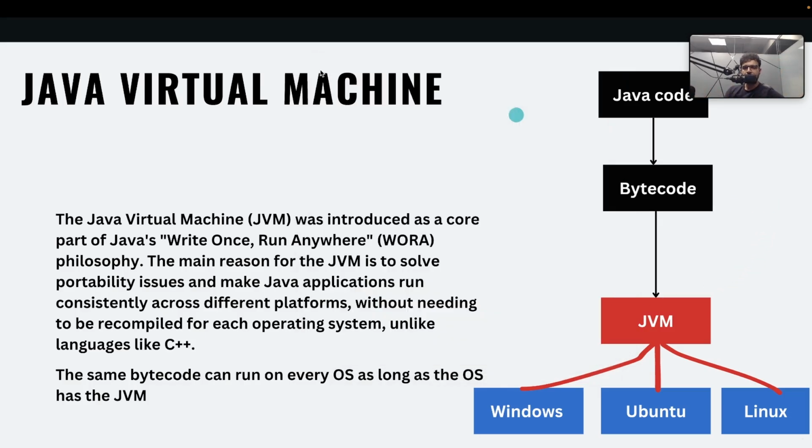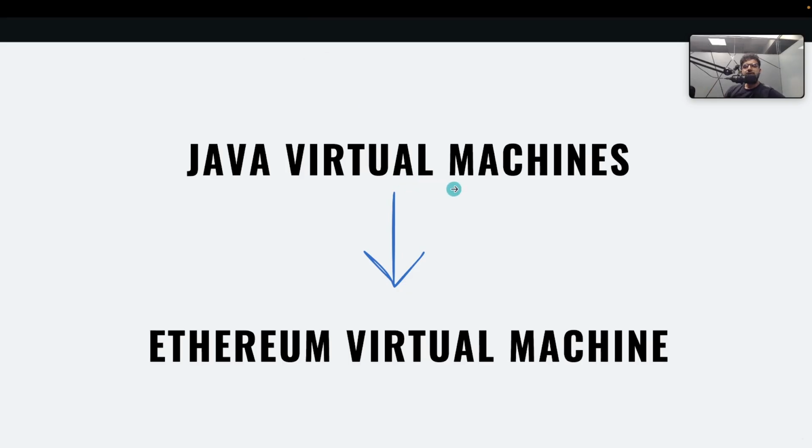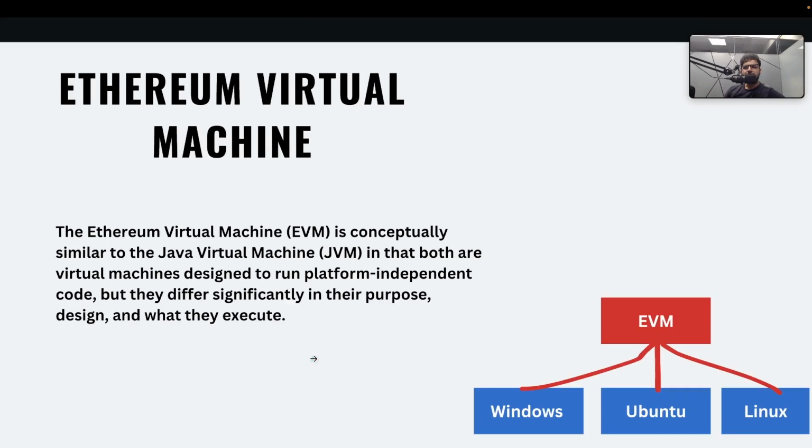My condolences. If you understand JVM, EVM is very similar. Ethereum virtual machine. Ethereum virtual machine is conceptually similar to JVM in that both are virtual machines designed to run platform independent code. But in their purpose, design, and what they execute, they differ in some parts. But one big reason to create an Ethereum virtual machine was that just like Java, one bytecode is deployed, it runs on every operating system.